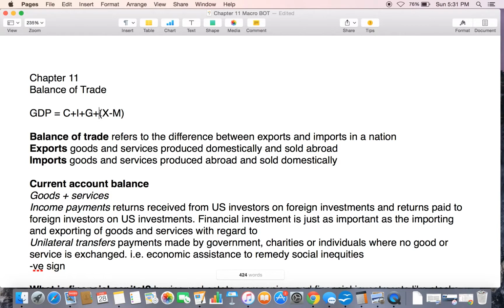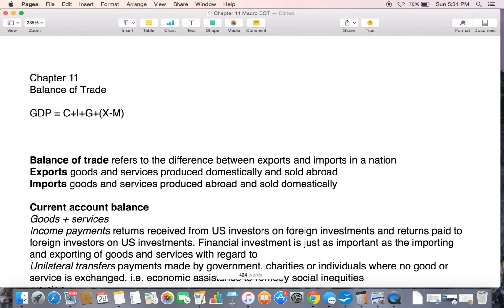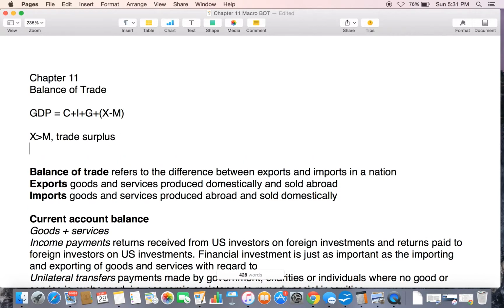So a positive balance of trade is also called a trade surplus. And a trade deficit is defined as when our imports actually exceed our exports. So if our exports are greater than our imports, we will have a trade surplus. And if our exports are less than our imports, we will have a trade deficit.